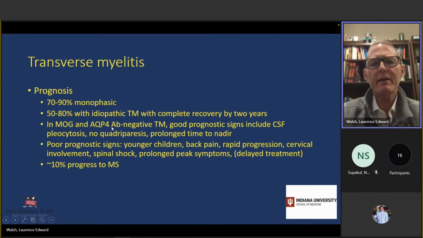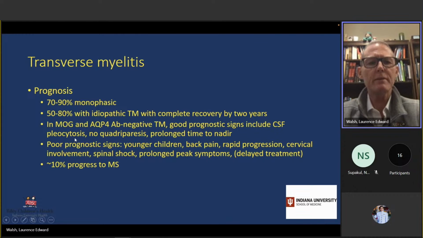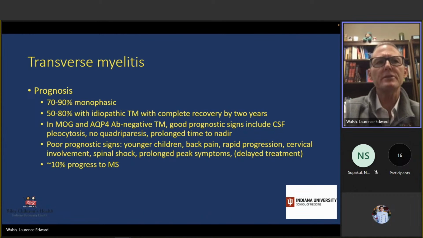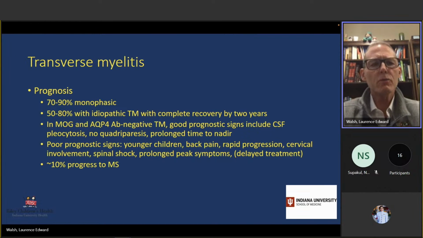But then if we don't have these, then we're worried about MS, and so we look for other things. We actually want to see some white blood cells. If we don't see white blood cells in the spinal fluid, we start worrying more about MS. We don't want to see quadriparesis, which is self-evident, I think.